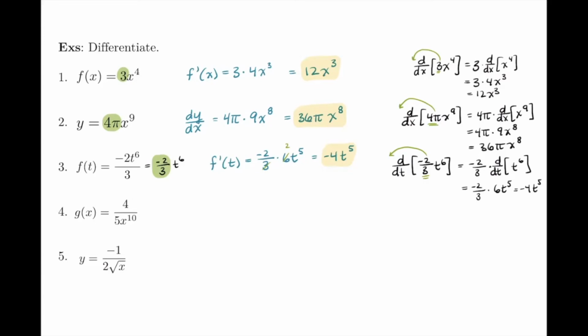In example 4, we have g of x equals 4 divided by 5x to the 10th. Please note that we cannot just take the derivative of 4, which would be 0, and put it over the derivative of 5x to the 10th, which would be 50x to the 9th.